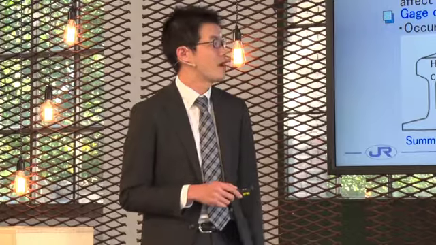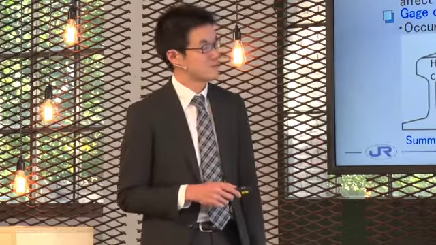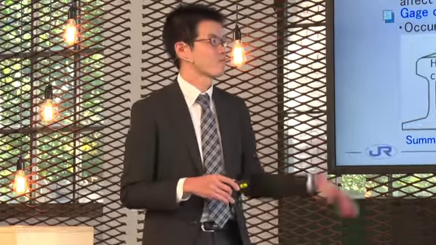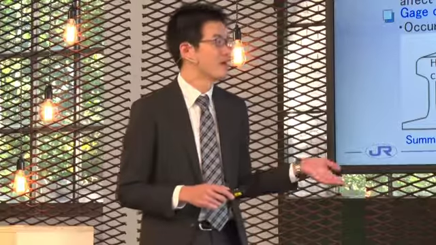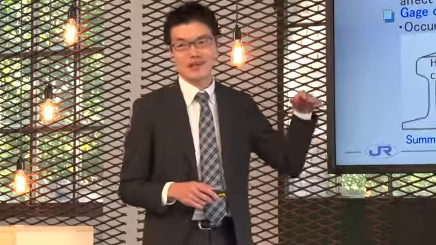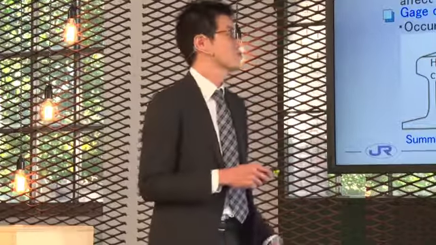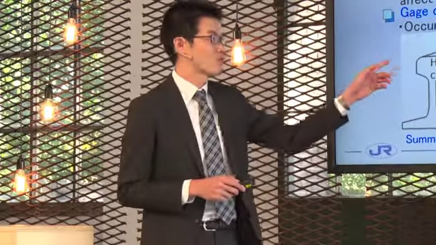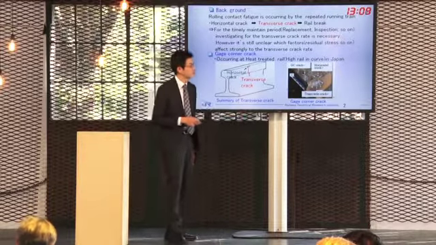Also, in Japan, gauge corner crack is occurring. This crack is more dangerous than the usual transverse crack, we believe, because the transverse crack angle is more vertical. And this crack occurs in heat-treated rail and the high rail in curves in Japan.